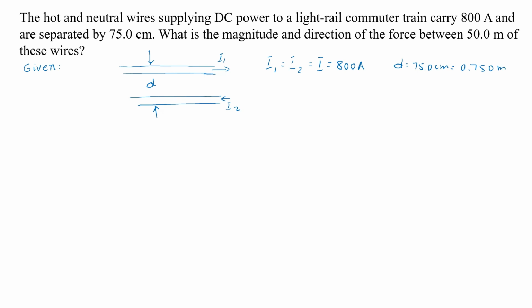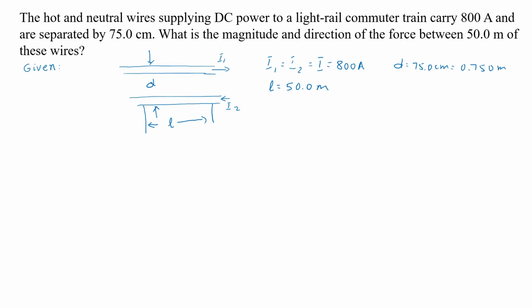And we are required to find the force exerted on each other on their 50 meter long portion of the wire. So let's call it L, and L is 50.0 meters. So we are taking a portion of the wires, only certain lengths, and we are required to find the force.